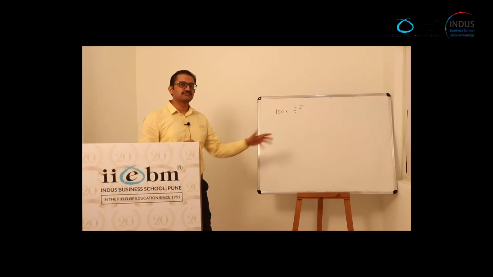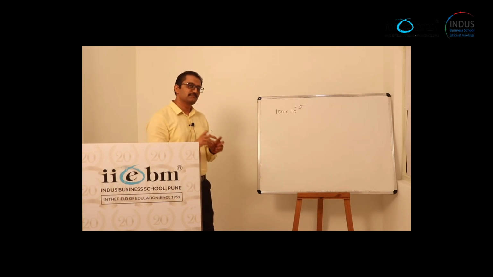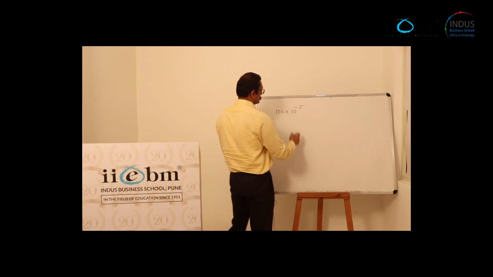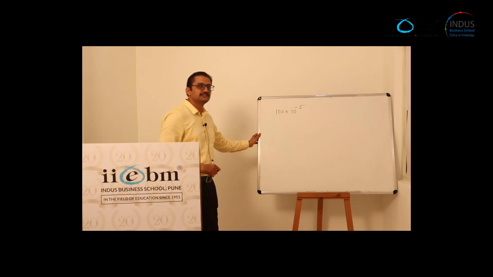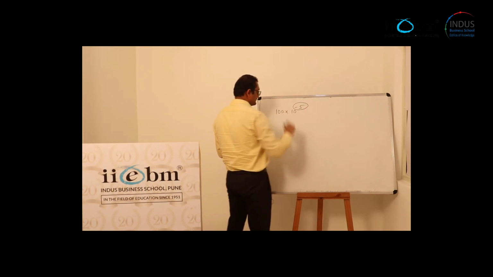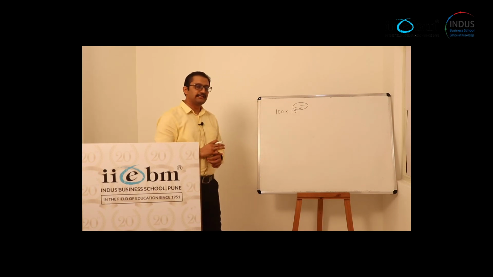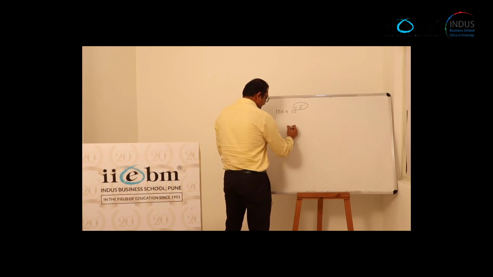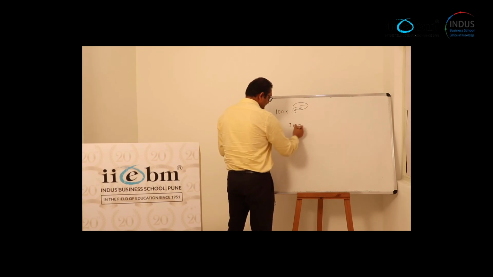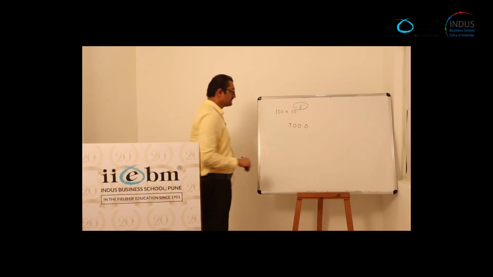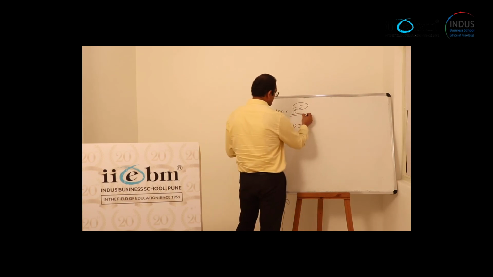Now if I have this particular number and I have to represent it in full form, what will be the answer? So I have 100.0 into 10 raised to minus 5. Where is my dot right now? Let us try to write this number. Right now I have the dot here, that is 100.0 into 10 raised to minus 5.